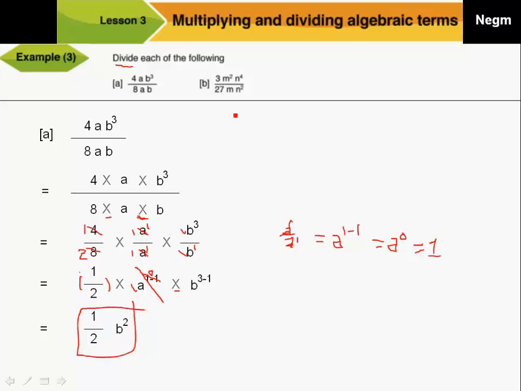B, you can solve B by yourself, of course. It is the same as A. We have two variables here, or two symbols, which are M and N.